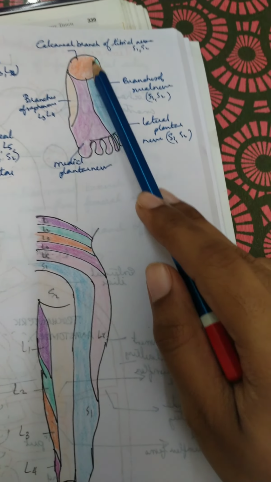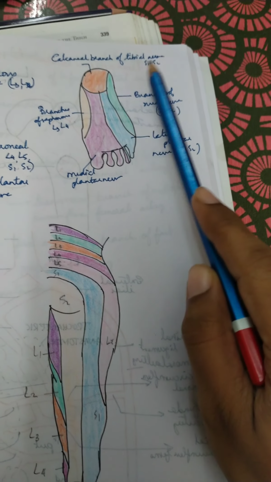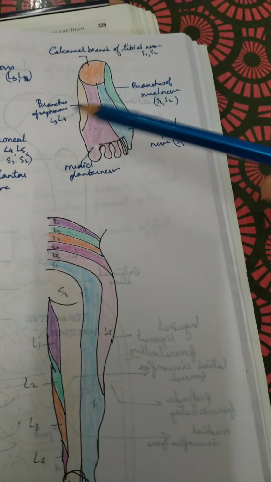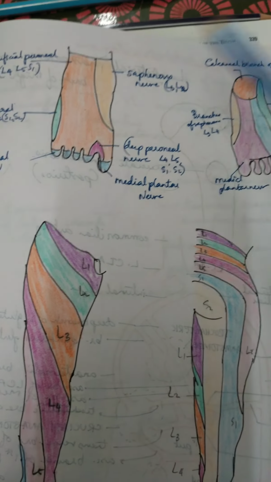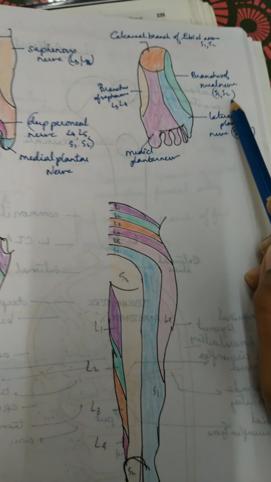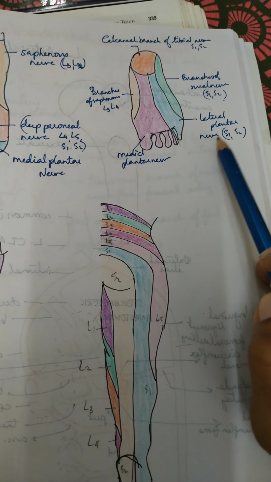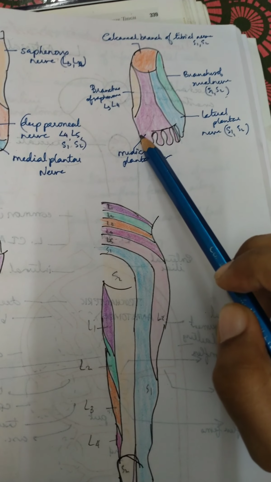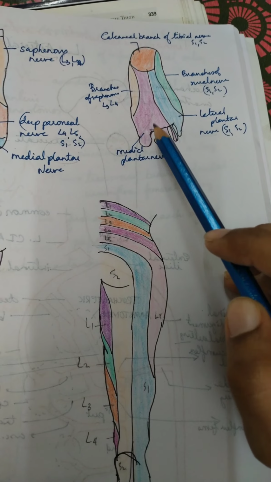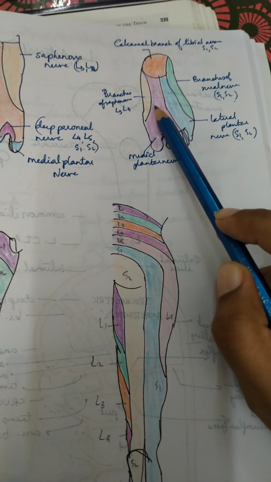So obviously it will be on the side of the calcaneus. So the calcaneal branch of the tibial nerve is present on the sole of the foot. Its root value is S1 and S2. Then on the lateral side, just as we saw in the dorsum of the foot, you have the sural nerve. Root value is S1 and S2. Then you have the lateral plantar nerve. Root value is S1, S2. You have the medial plantar nerve, which supplies the sole of the foot as well as the medial three and a half toes. Then you have the branches of the saphenous nerve.